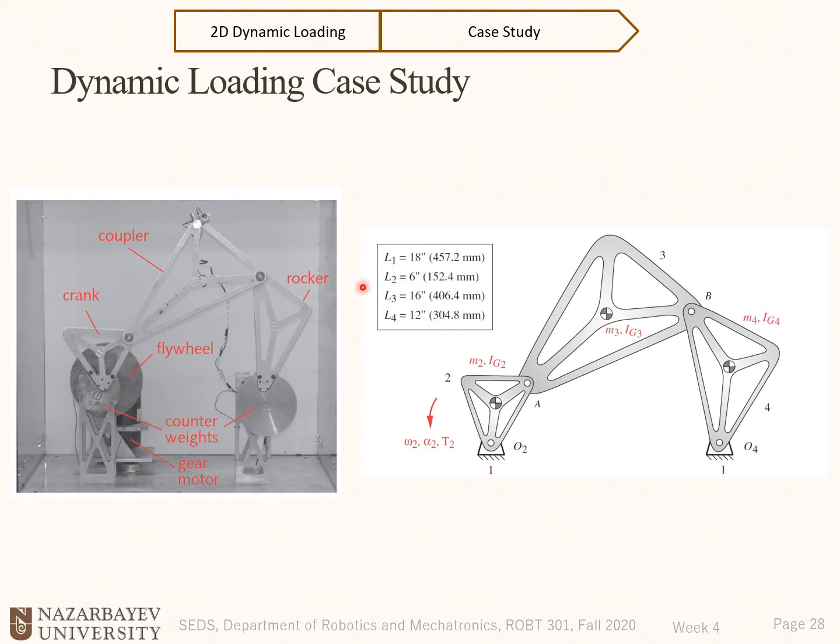We have the lengths L1, L2, L3, and L4. What is L1? This is the distance between the pins or supports. L2 is the distance from this pin, O2, to A. L3 is the distance from A to B. And L4 is the distance from B to O4.